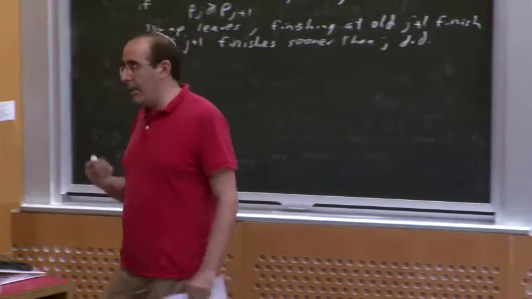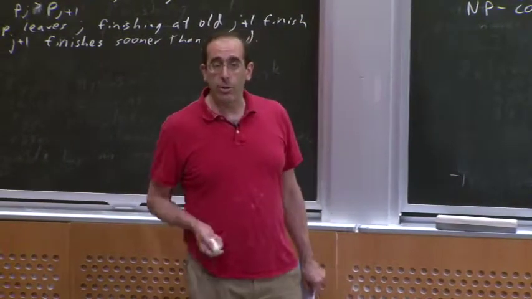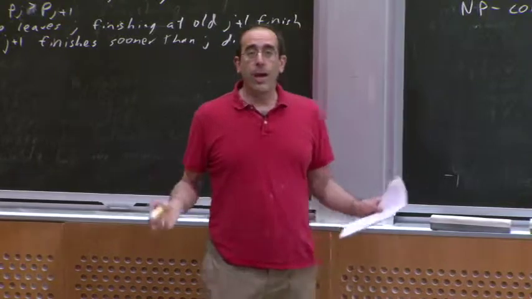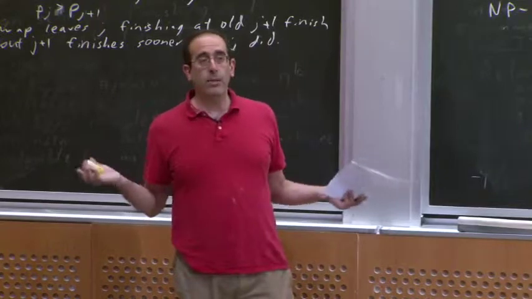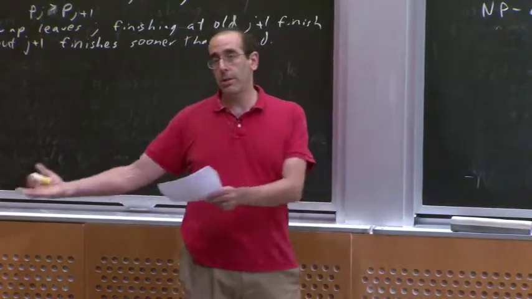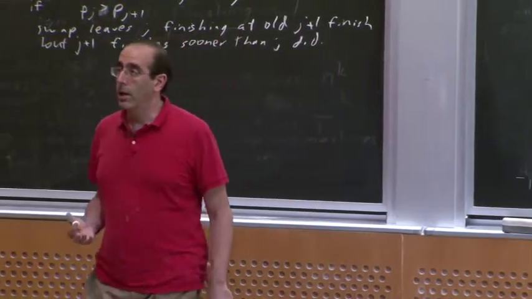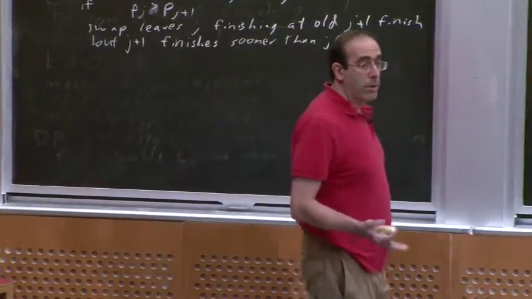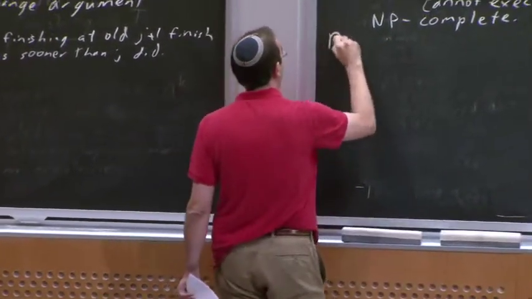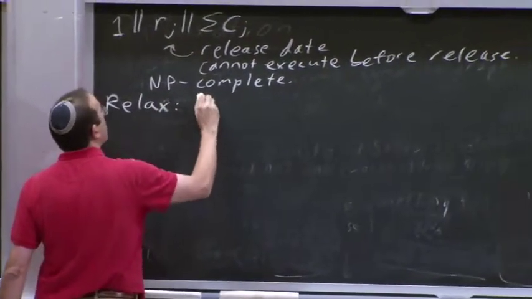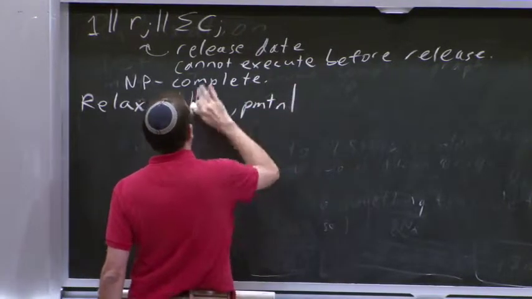However, we can do pretty well on it, and the approach we're going to take is a relaxation approach. We're going to try to reduce the constraints of the problem in a way that makes the problem tractable, and then round the solution to the tractable problem back into a solution to the original problem. And the relaxation that we're going to use is exactly what was just proposed, this idea of preemption. So we're going to relax this problem to 1 | rj, preemption | sum Cj.